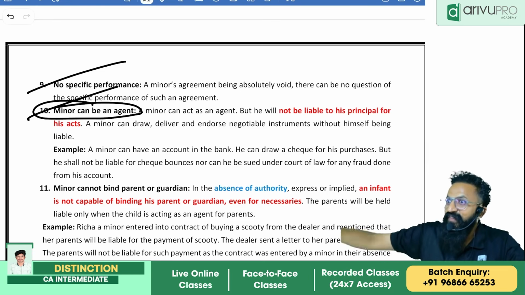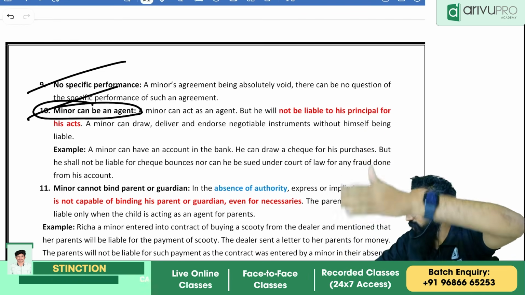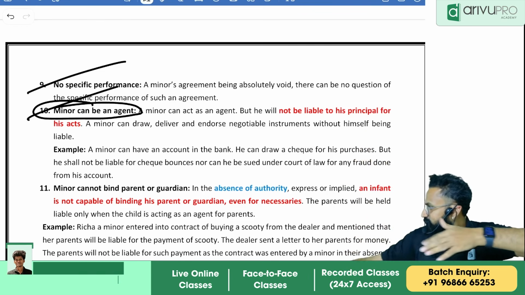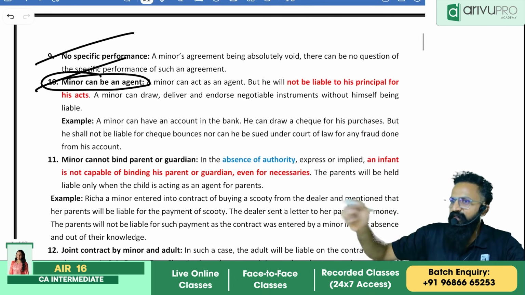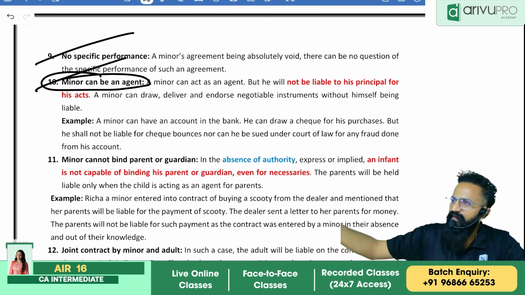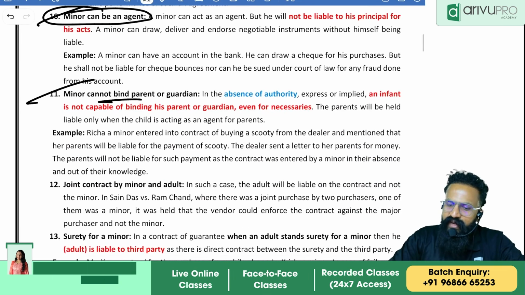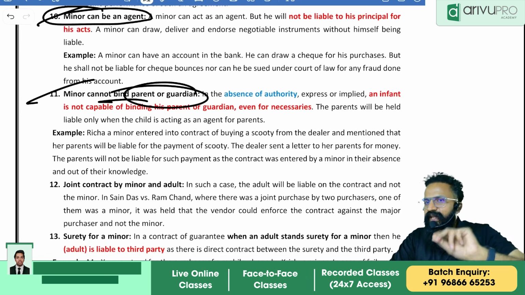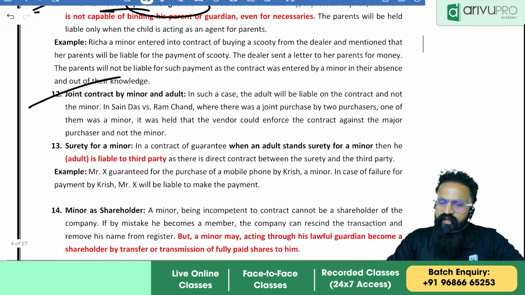Now you see, when can an agent be held liable? Incompetent principal and all that will come. You remember? That's where again we saw this. Correct? And one more thing we saw was who can be a principal, who can be an agent. In that we would have seen. Okay. Minor cannot bind parent or guardian. I cannot go and bind the parent or guardian. I cannot say my parent will come and pay the money. Parents are not liable.